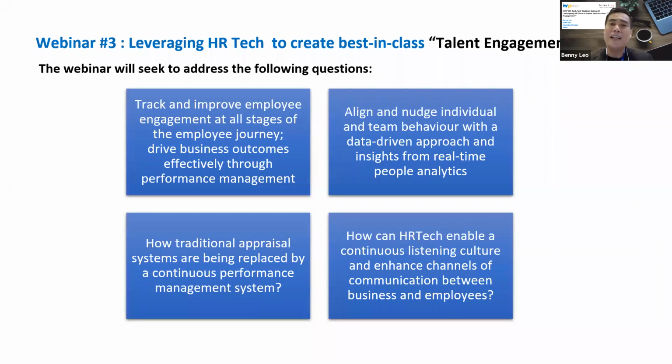And finally, we're going to look at how HR Tech is going to enable this listening culture. I think listening culture is definitely part of engagement. If you want to engage people, you need to listen to them. But we're not going to see them now. So how are you going to listen to them if you're not going to see them? So tech is going to come in. So communication via tech. I think that's probably the thing that we're going to touch on today.